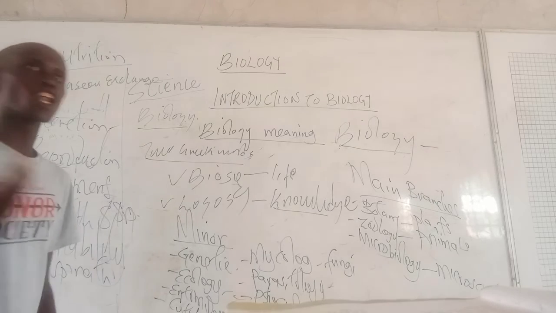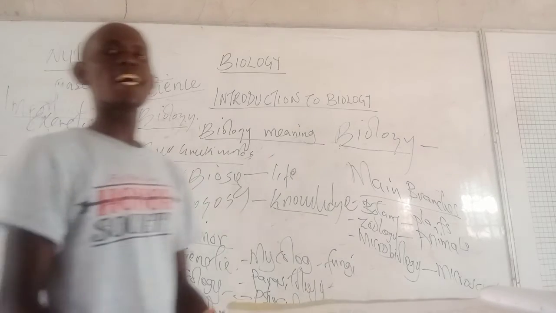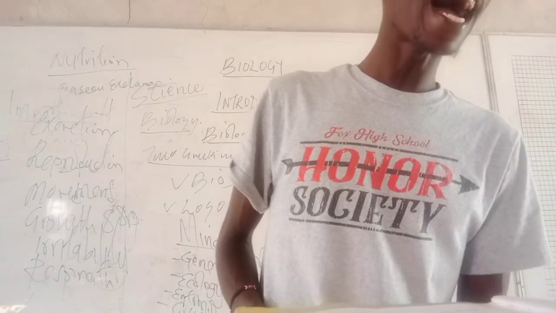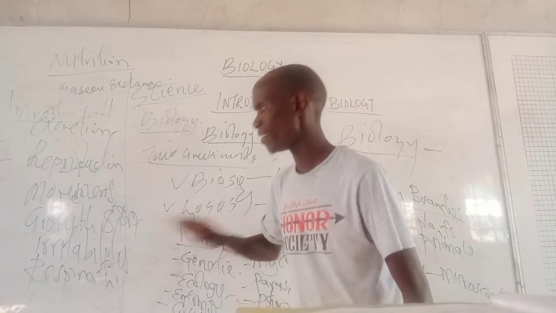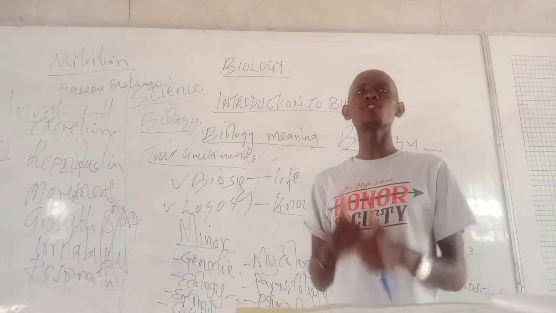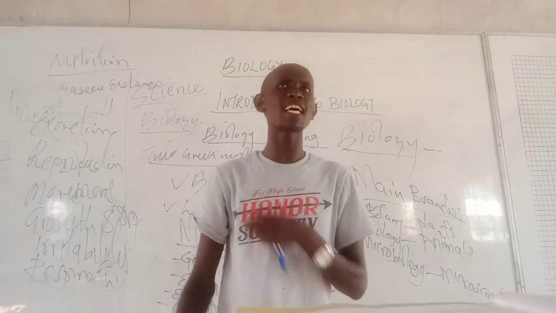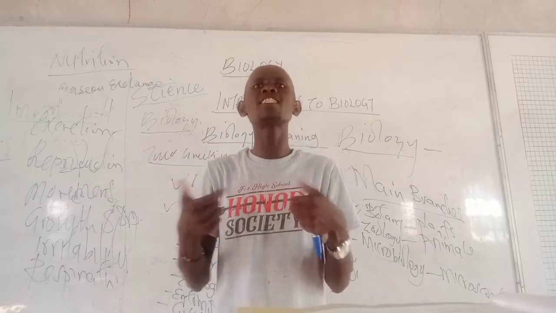We've actually exhausted all of them because I talked about nutrition, gaseous exchange, excretion, reproduction, movement, growth and development, irritability, and respiration. We need to know their definition too, not just naming them. For instance, if you talk about movement, the change in position either by the whole body of an organism or part of an organism. For instance, I'm moving my hand. That is part of me moving, but it is movement.